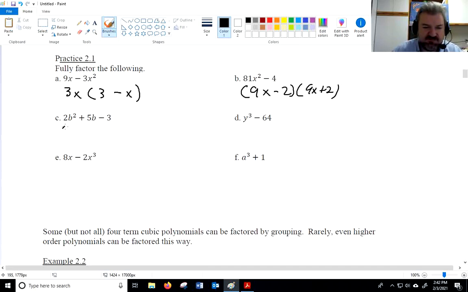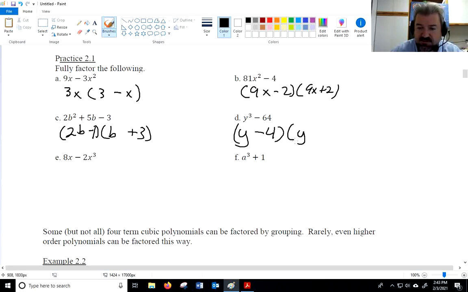This one here, we need to factor just like we're used to factoring a quadratic. So 2b and b would be 2b squared, and I'll say plus 3 to give me 6b and then minus 1b. So 2b squared and minus 3, but 6b minus b is 5b. Here we have our difference of two cubes pattern. This is y minus 4 because 4 cubed is 64. And that's y squared plus 4y plus 16.